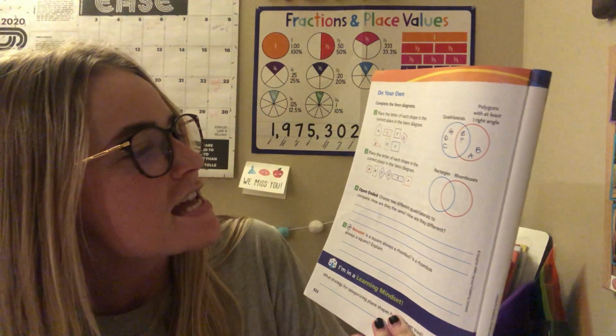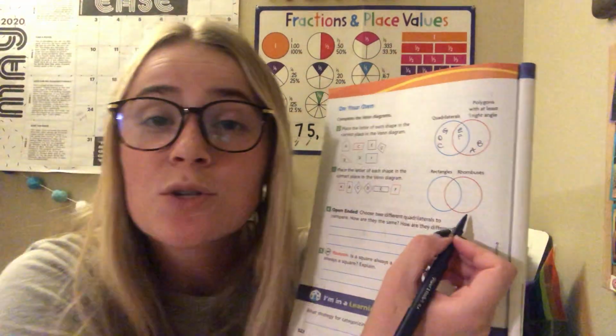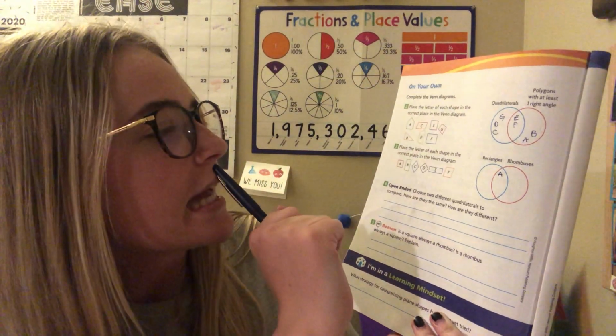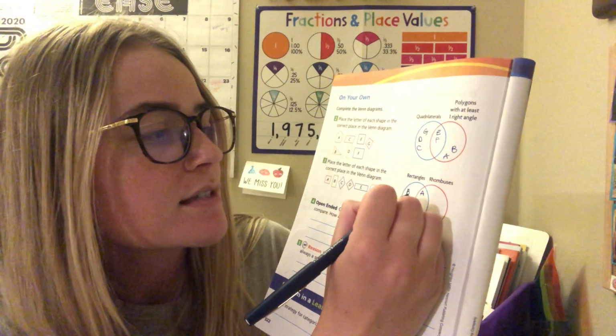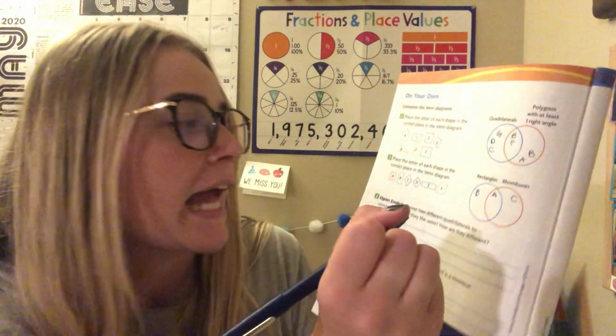Okay, so shape A is a rectangle and it's a rhombus because it has 4 equal sides, so that's going to go in the middle. Shape B is not a rhombus because it does not have equal sides, so that's just going to go on the rectangles. And then shape C is not a rectangle because it does not have 4 right angles, and so it's just going to go onto the rhombus side.